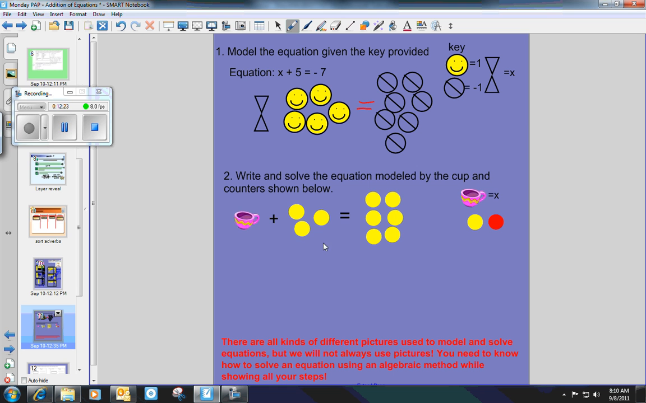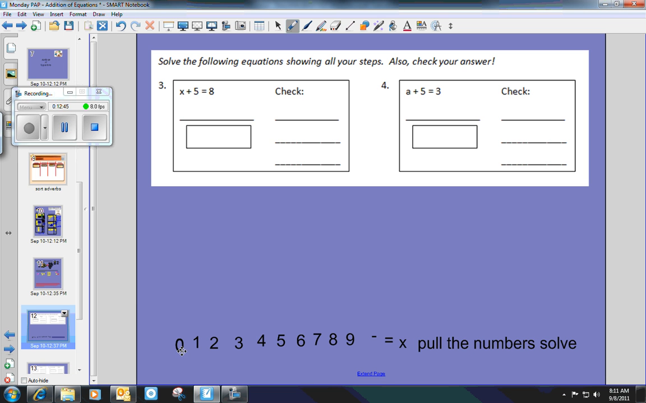I want you to tell me what equation this is. So up here in number 1, we turned the equation into a model. Down here in number 2, I want you to turn this model into an equation. We might not always use the same pictures to model, so you're going to have to check the key that's given to you to decide what's a positive, what's a negative, and what is x. Solving these following equations, I'm going to do number 3 and number 5 for you, and then your job is to do 4, 6, 7, and 8.